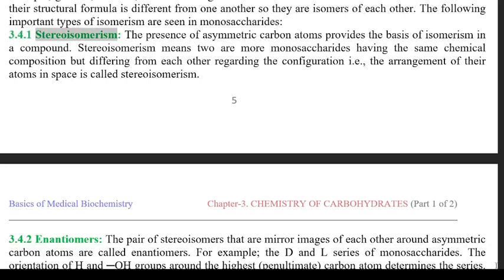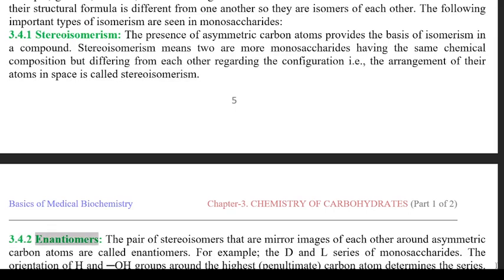3.4.1 Stereoisomerism. The presence of asymmetric carbon atoms provides the basis of isomerism in a compound. Stereoisomerism means 2 or more monosaccharides having the same chemical composition but differing from each other regarding the configuration, i.e., the arrangement of their atoms in space is called stereoisomerism.